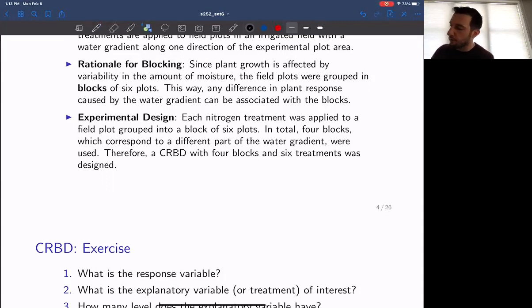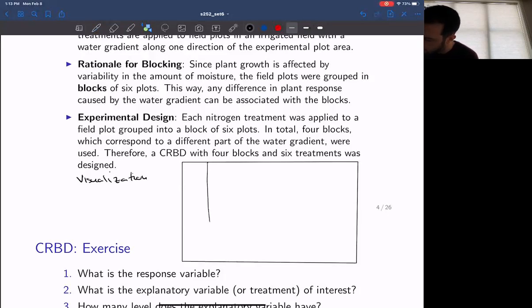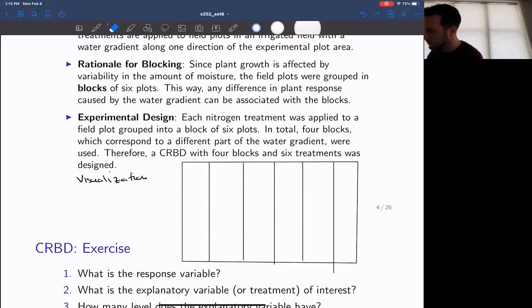Okay, so we can visualize the problem as follows. So imagine that we have a square grid. So the grid is going to be 4 by 6. So we'll have 4 rows and we'll have 6 columns. 1, 2, 3, 4, 6.